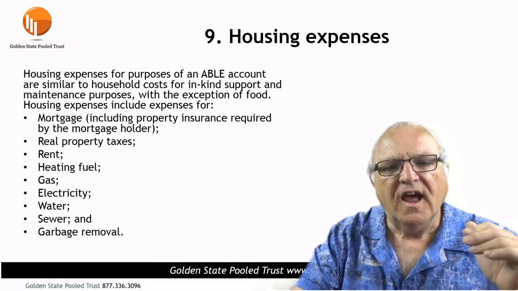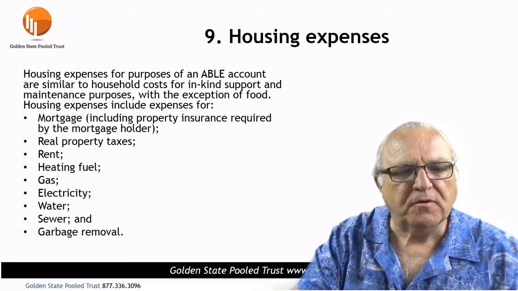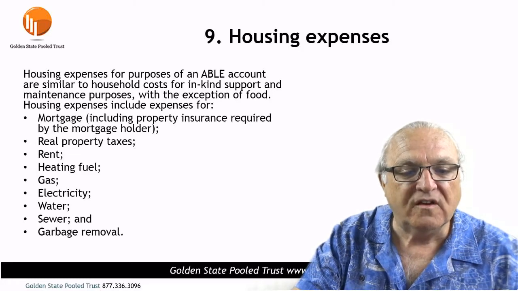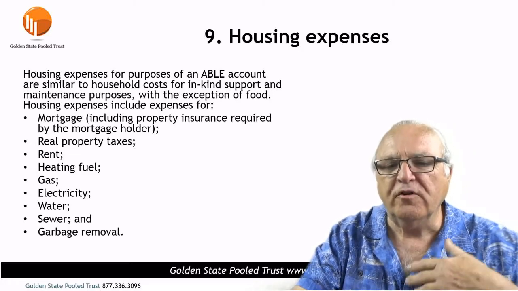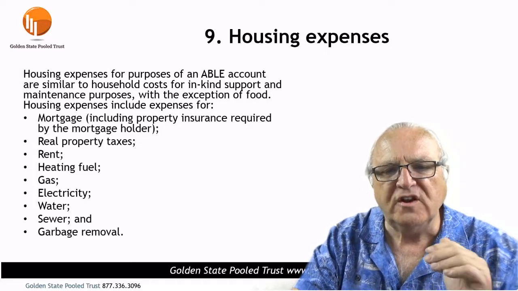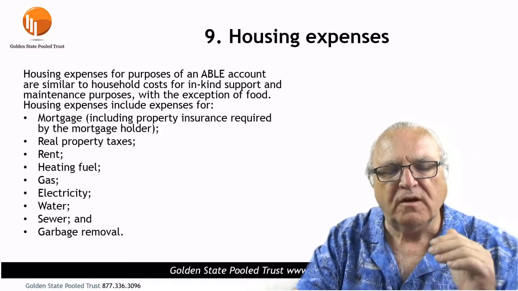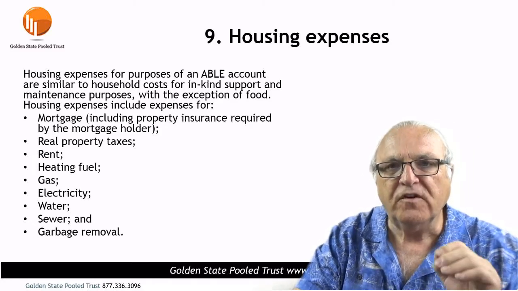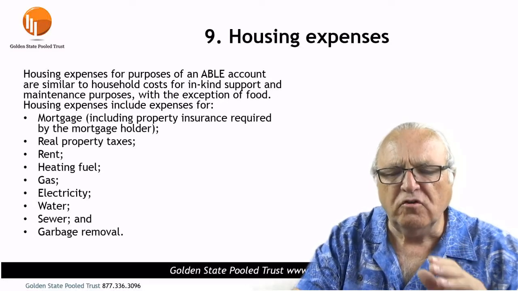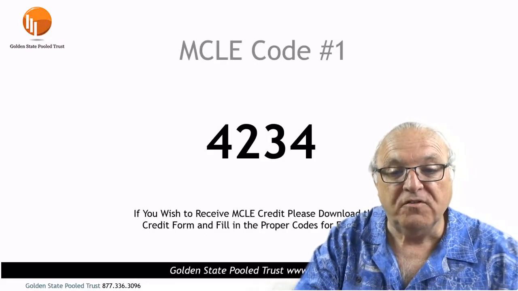So now for housing expenses here, for the purpose of ABLE accounts, they're similar to household costs and in-kind support and maintenance with the exception of food. So as we all know, there's 10 ISM items, but for the purpose of housing, there's only 9. And we're going to have a whole section where we're going to cover housing in a bit. But as we're going to see, the benefit for SSI beneficiaries for housing here is a huge benefit for using ABLE accounts. So this is our first MCLE code here.